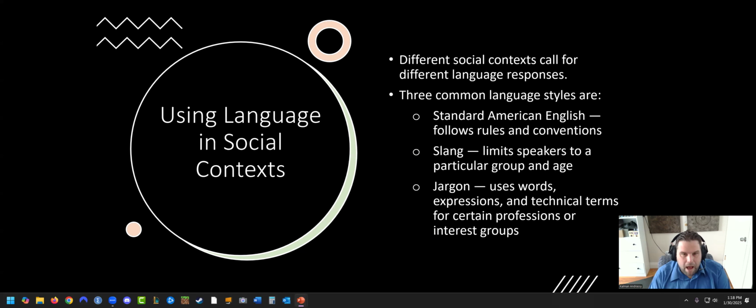Okay. We also have jargon here, and those are going to be words, expressions, and technical terms that certain professions or interest groups use. In medical terminology, for example, individuals would use different words perhaps to convey ideas. The everyday person might come to the doctor and say, "Oh, I bruised my arm," or something like that, and the doctor, perhaps in their notes, would write that it was a contusion. And that's an example of jargon that is being used.